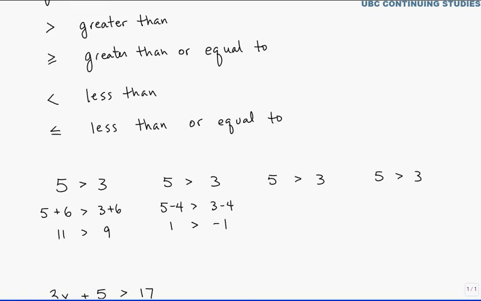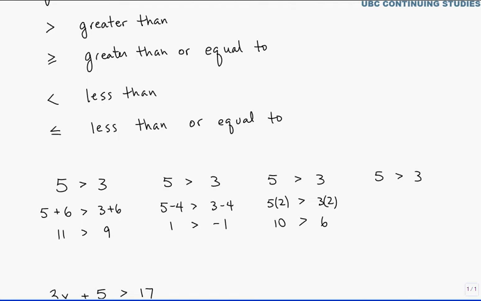So far, so good. We can add something to both sides of an inequality without worrying too much about it. We can subtract something from both sides of an inequality. What if we multiply both sides of an inequality by the same thing? Well, if we multiply both sides, let's say by 2, 5 times 2 on the left, 3 times 2 on the right, we get 10 and 6. 10 is greater than 6, so again, no problems.